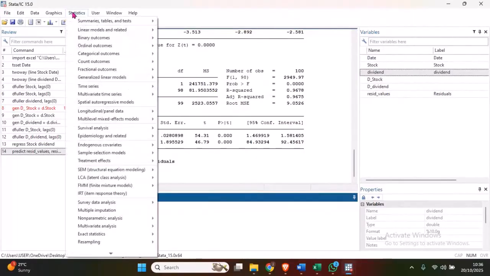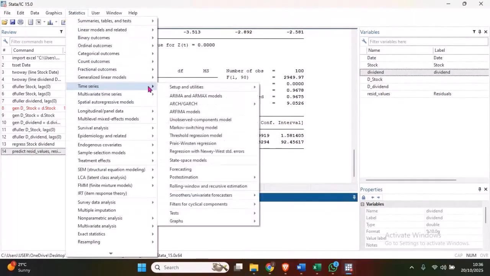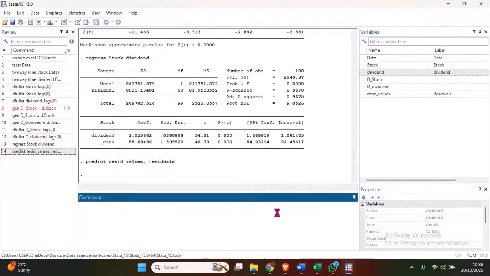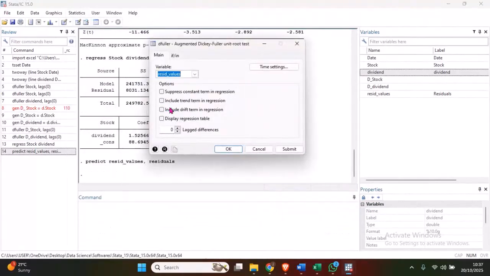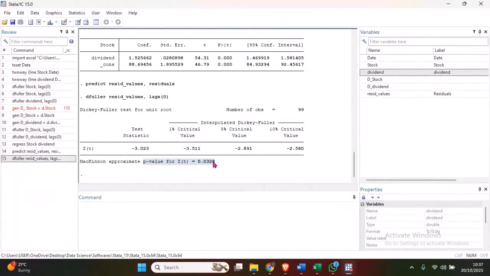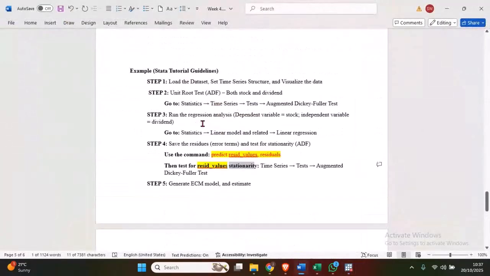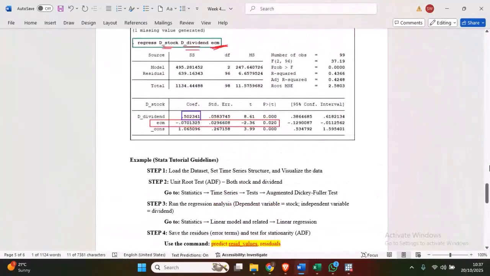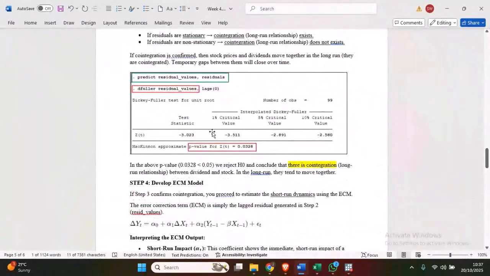So we go to statistics, time series, tests, augmented Dickey-Fuller test, but in this case we put the residual values and click OK. And we see the p-value here. The p-value is 0.0328. This p-value is less than 0.05, and therefore we reject the null hypothesis and conclude that the residual values are stationary. This is what we had in this case. You can see the p-value is 0.0328.